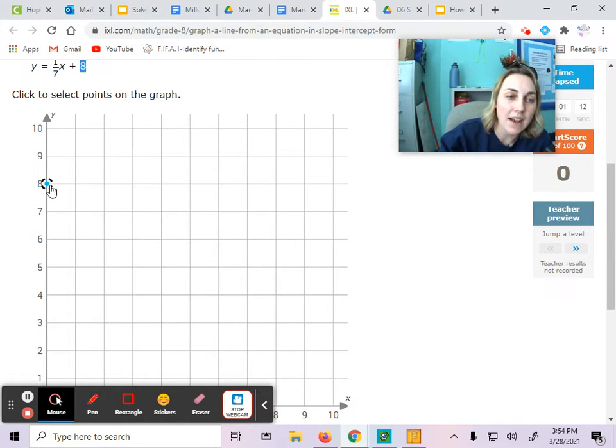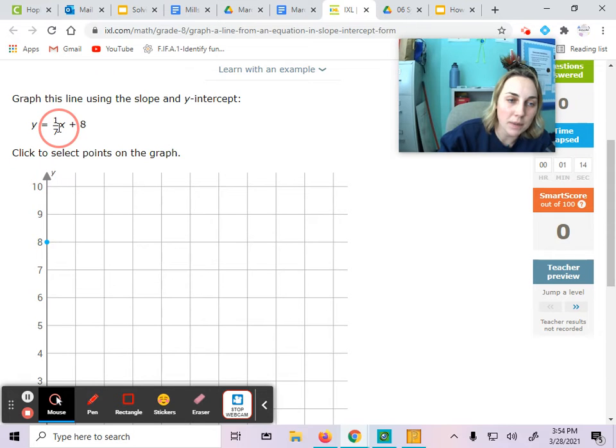Okay? After that, then it says my slope is 1 over 7. Well, if you remember, the slope is rise over run. So how much you rise is your numerator, how much you run is your denominator. So if I'm at my first point here, which is 8, my slope says I have to rise 1 time, so I'm going to go up 1 time, which I just did. And then it says I have to run 7 times. So I rose 1 time, and now I need to run 7. So I'm going to count 1, 2, 3, 4, 5, 6, 7.